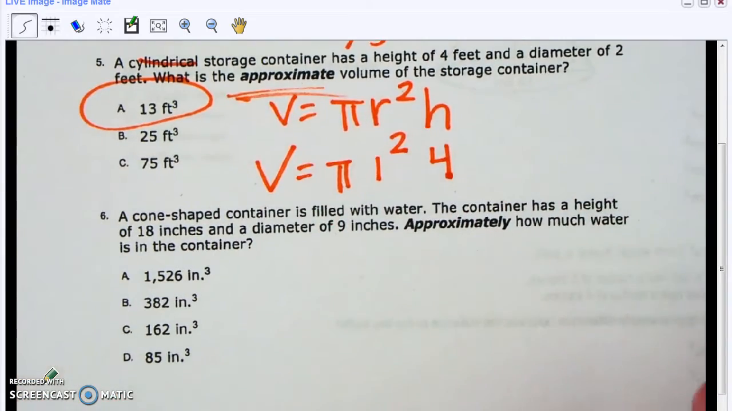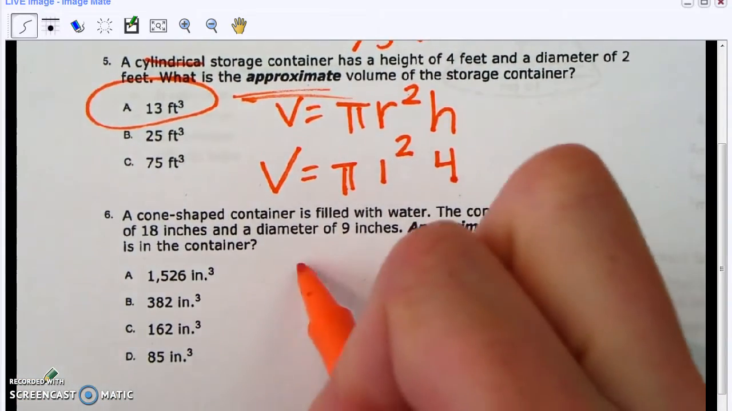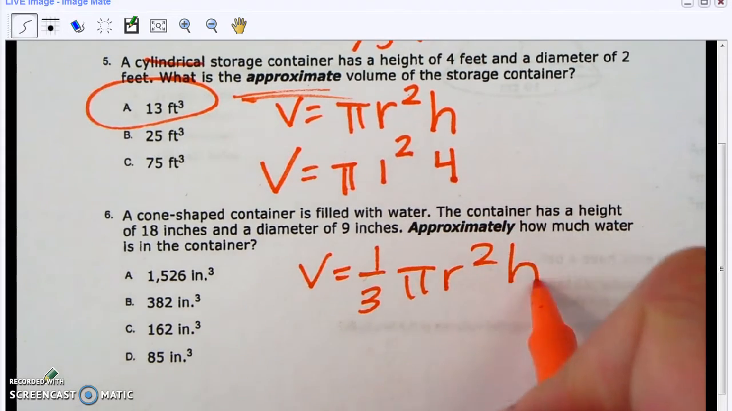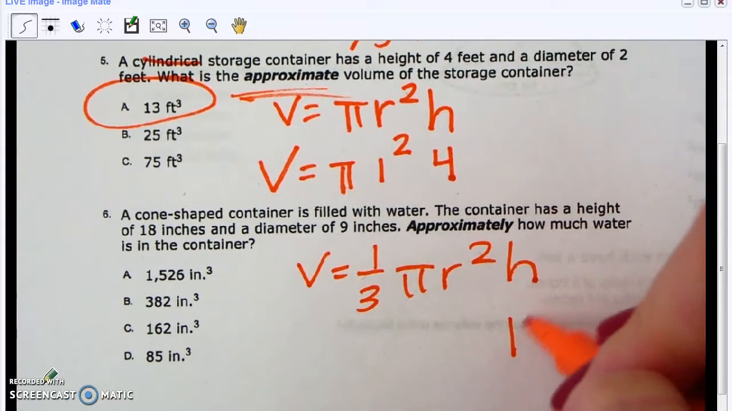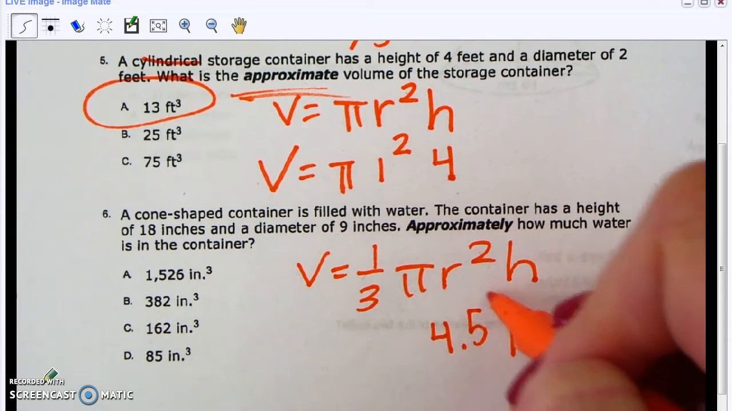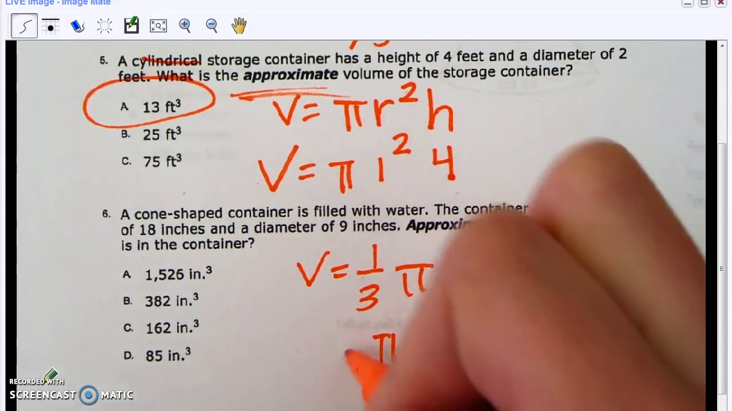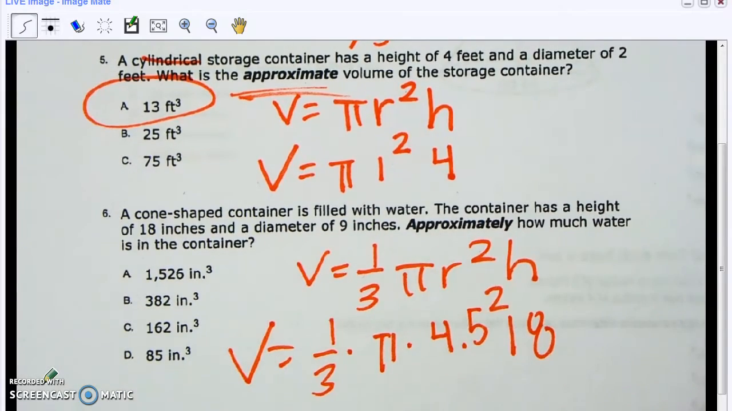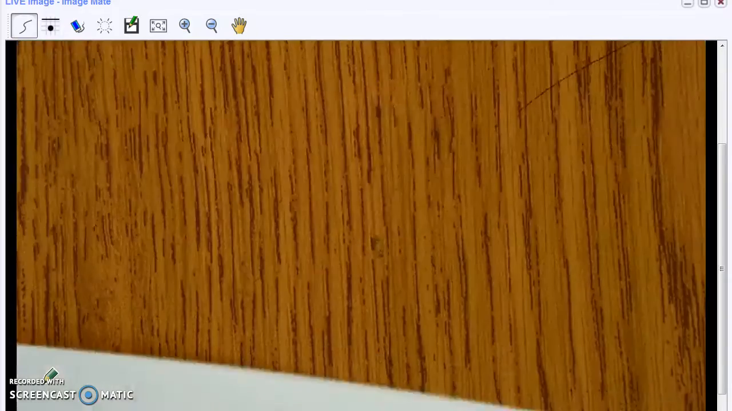It was a decimal. I have a cone, so volume is equal to 1/3 pi r squared times the height. It says that the height is 18 inches, the diameter is 9, which means the radius is 4.5, times pi times 1/3 equals V. When I type all that into my calculator, I get about B.